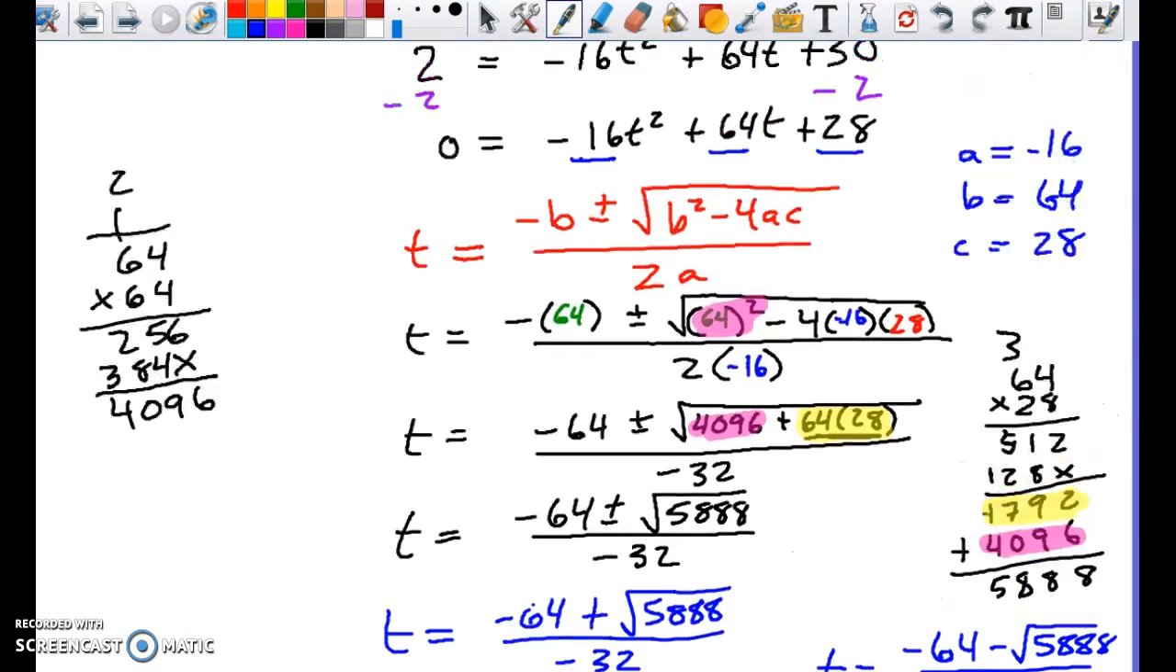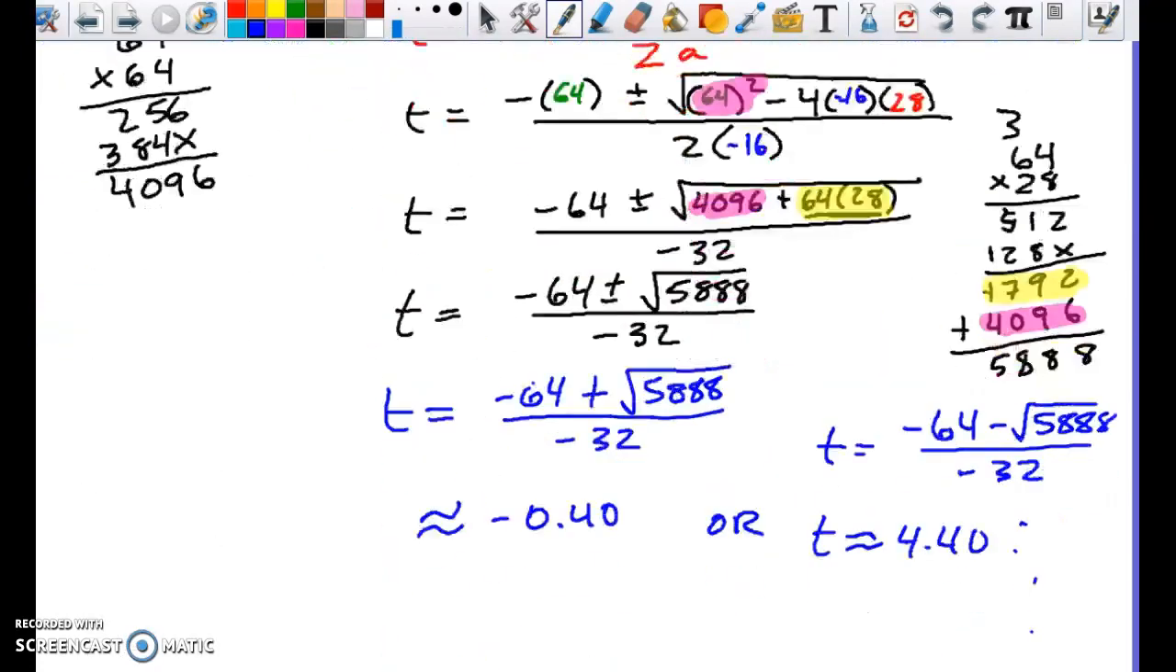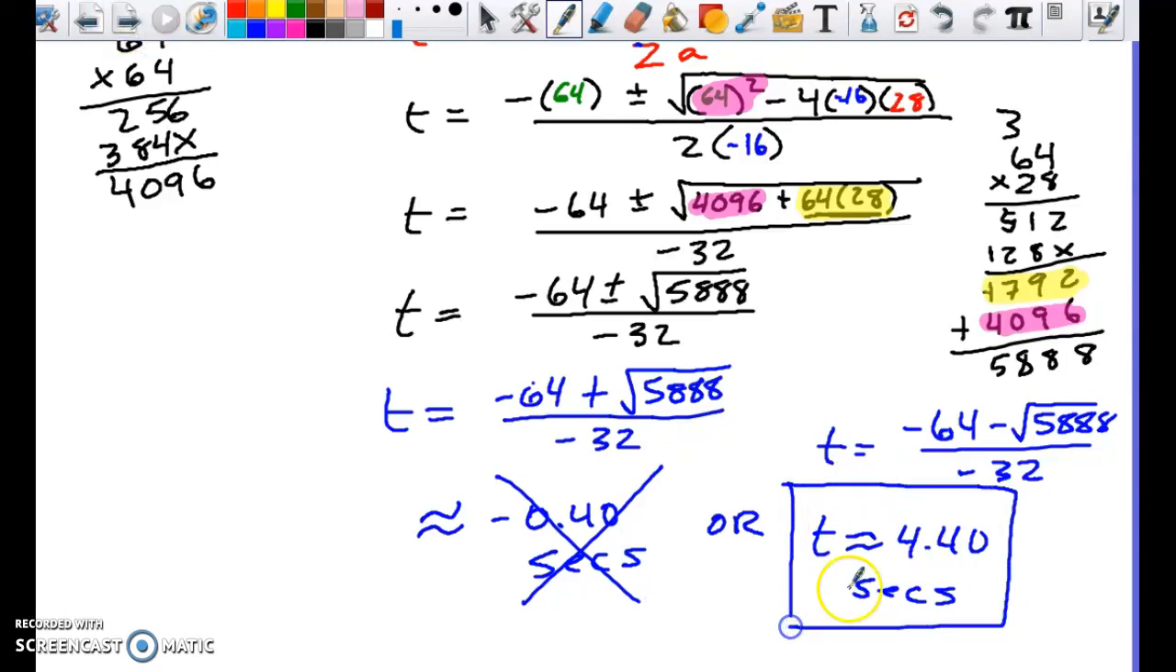Now what am I measuring here? That's time in seconds. So in that case, these are going to be seconds. But you could see right away that one of the answers doesn't make sense. Which answer does not make sense? Negative 0.40 seconds or 4.40 seconds? Well, obviously you can't have negative time, so the negative 0.40 does not make sense. So your answer is after about 4.40 seconds is where I reach that ending height.